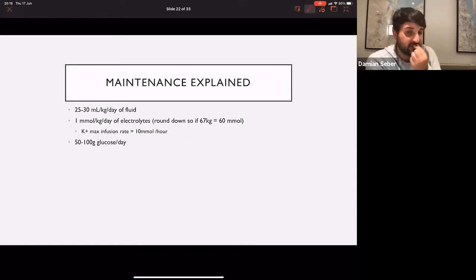So maintenance fluids explained, because this took me, yes, you would prescribe IM glucagon in a once only.